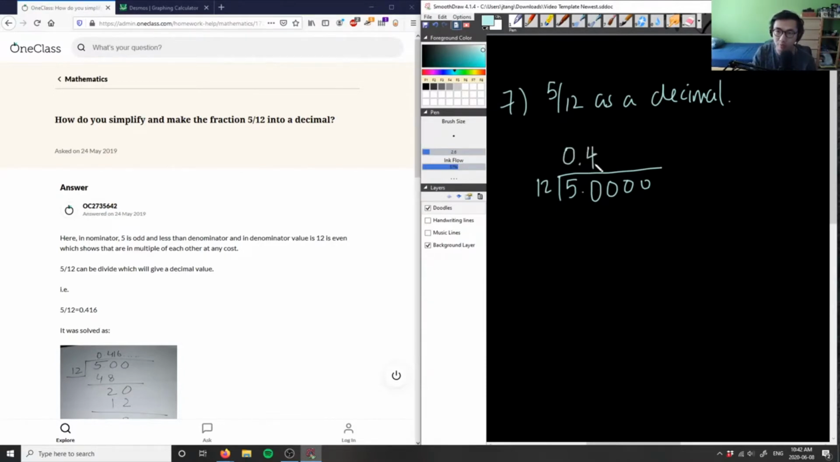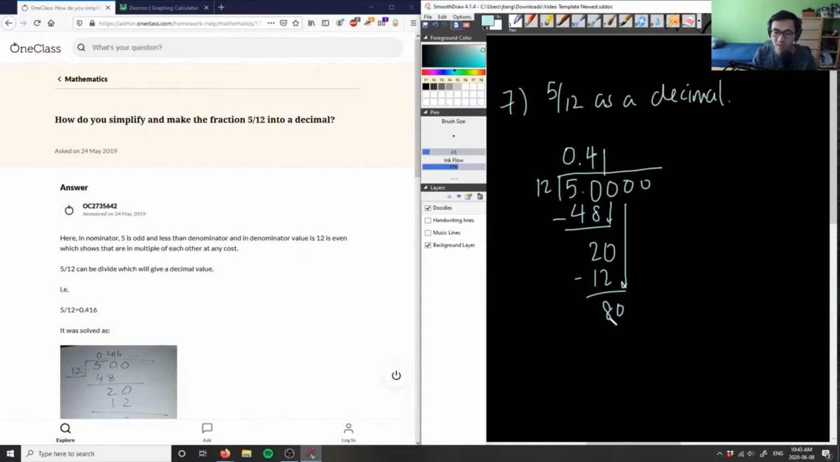So 0.4. 12 times 4 is going to be 48. And then 50 minus 48 here is 2. Bring down the 0. 12 times what number is close to 20? Well, I can only put in 1 of 12. So 20 minus 12 here is going to be 8. Bring down the 0 again.